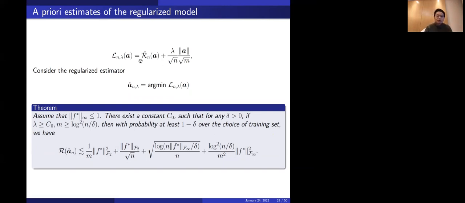And then one can show that global minimizers for this regularized model satisfy the following, namely for any delta, with probability 1 minus delta over this choice of the training data set, the test error, so this is now the result of solving a real machine learning model.